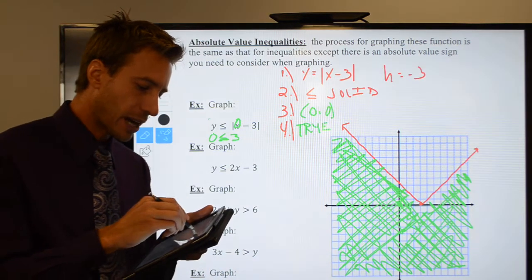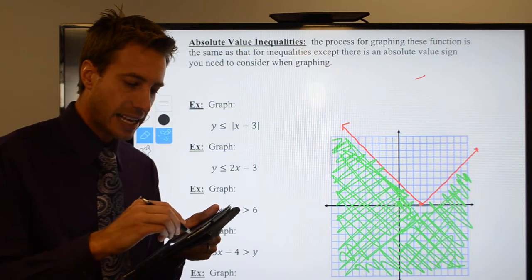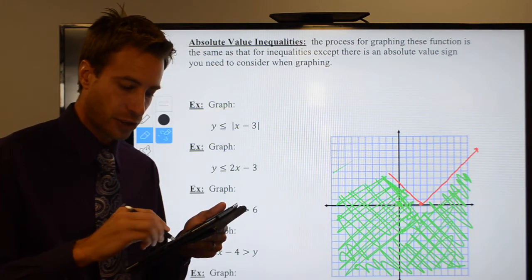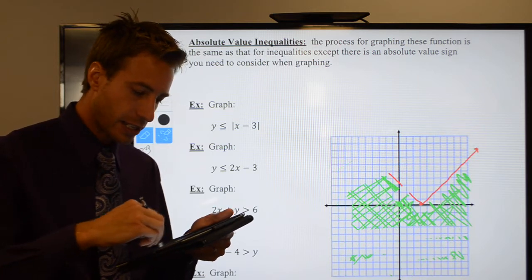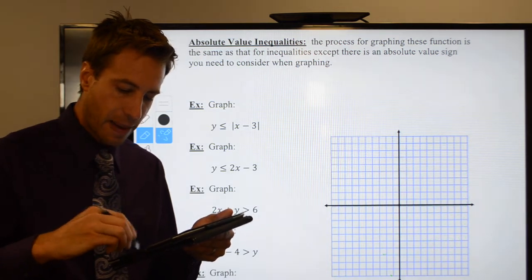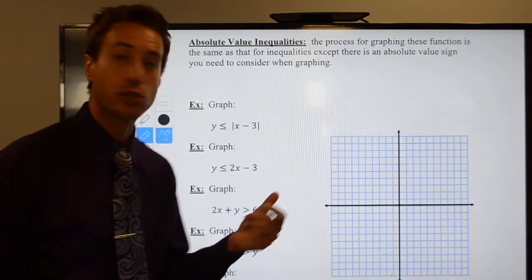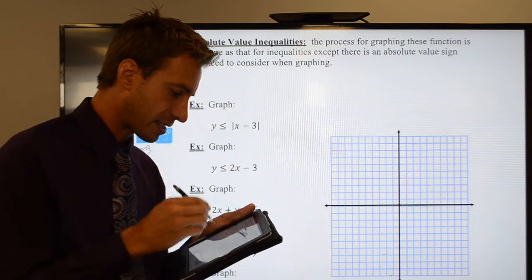Okay, so now that we've done one with absolute value, the next one we're going to do represents a linear function. It's not absolute value. It is y is strictly less than 2x minus 3. Now, the nice thing about this linear function is it is already written in slope-intercept form. So let's just go ahead and graph this guy.